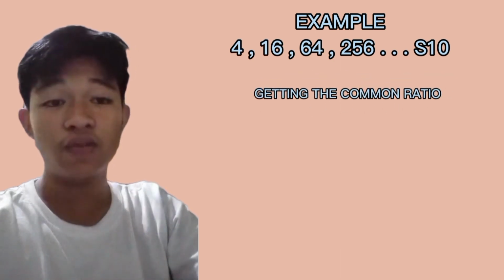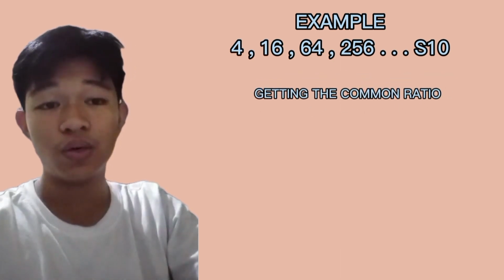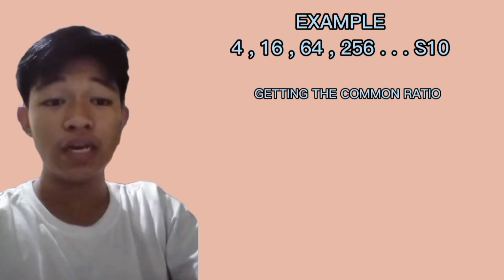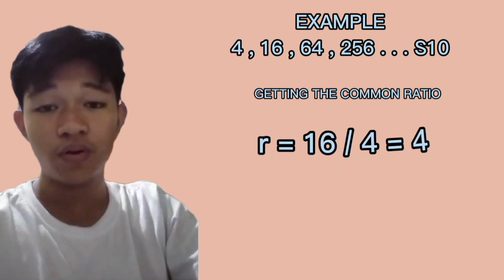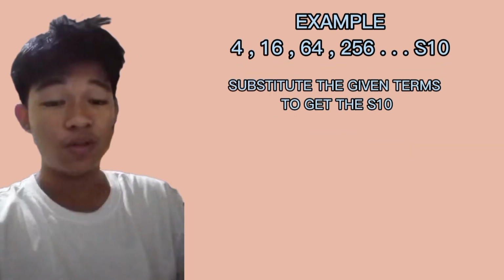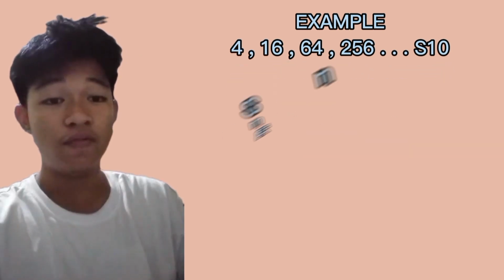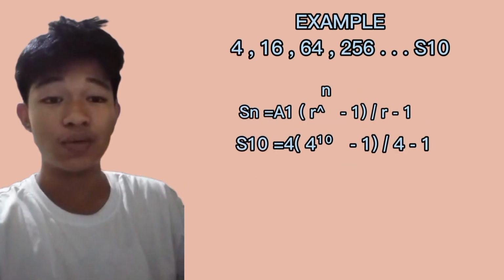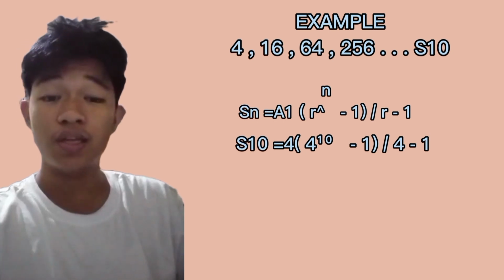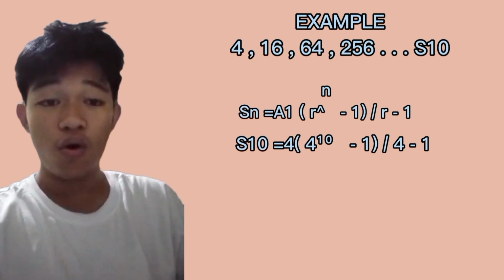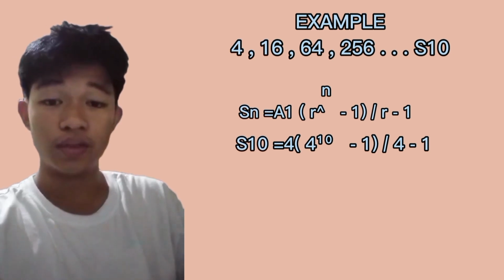First, we will have to find the common ratio and then the S sub 10. To find the common ratio, we will have to divide 16 by 4, which will be 4. By using the formula for the sum of the geometric sequence, we will get S sub 10 is equals to 4 times the quantity of 4 to the power of 10 minus 1 over 4 minus 1.